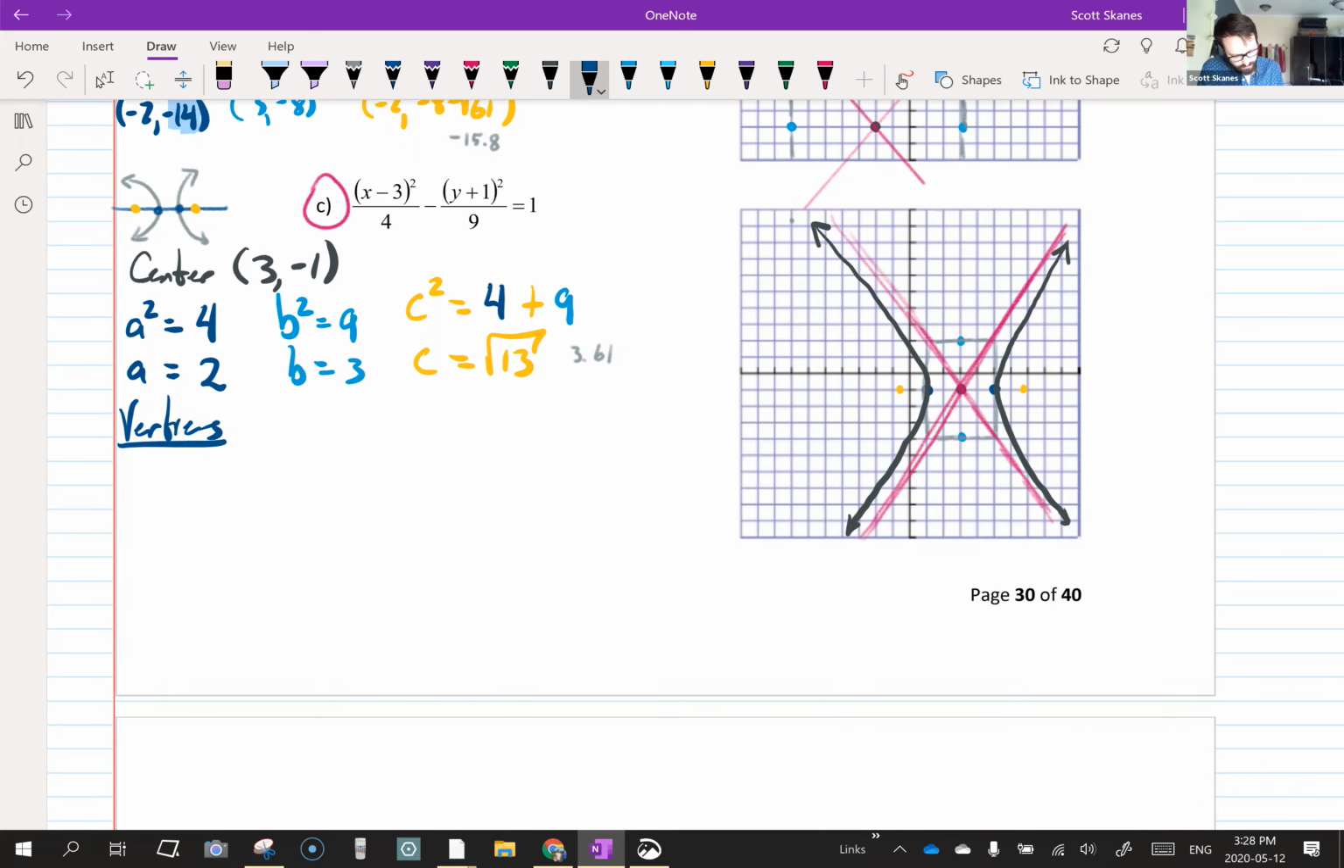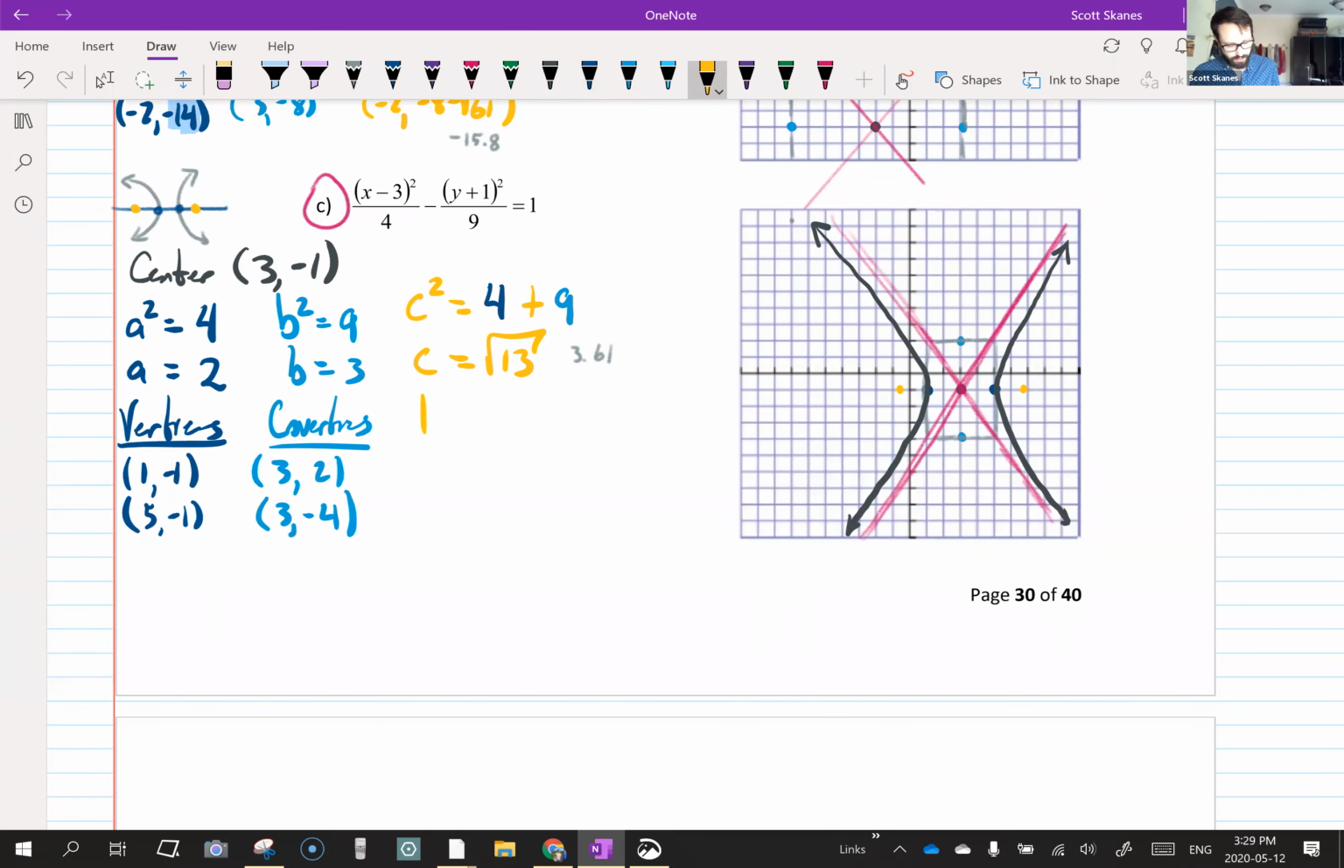So let's see. This is 1 and -1. And 1, 2, 3, 4, 5 and -1. My covertices are going to be 3 and 2, 3 and -4.